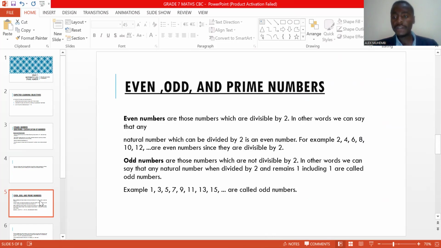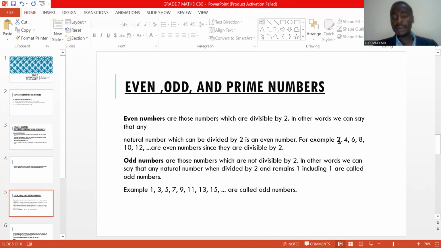When you talk about even numbers, these are those numbers which are divisible by 2. We call them even numbers. The numbers that are divisible by 2, we call them even numbers. In other words, any natural number or any counting number which can be divided by 2 is an even number. For example, we start with the 2.